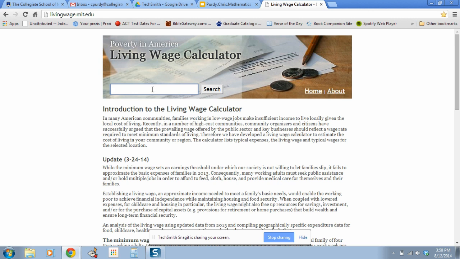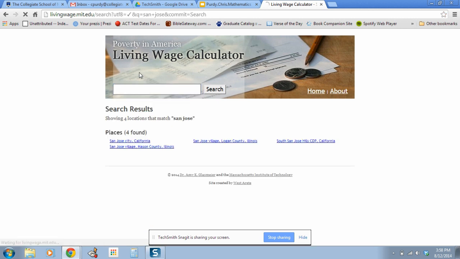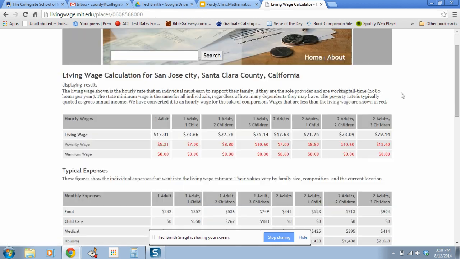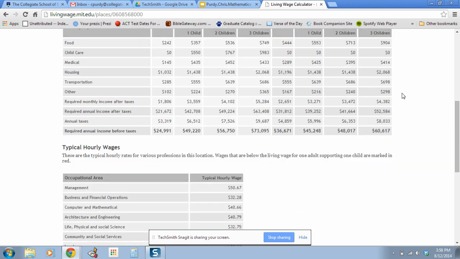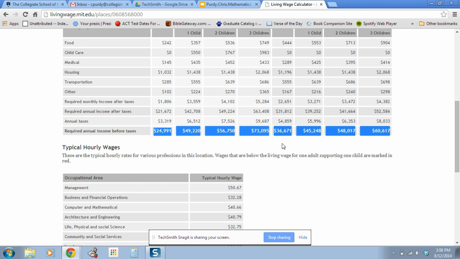Go there, as the rubric says, at livingwage.mit.edu. Type in your location, San Jose. And of these options, I will choose San Jose City, California. Scroll down to this row that is called required annual income before taxes. This is the column that has your 8 different categories of which you must transfer onto your slide number 10.